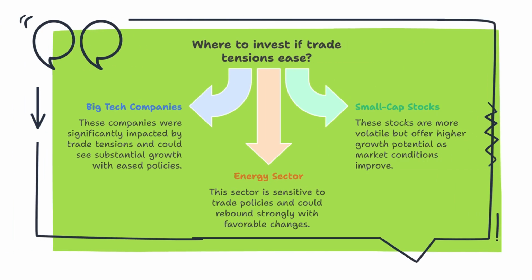The biggest winners in this scenario would be the areas of the market that got hit hardest during the trade tensions, things like big tech companies, small cap stocks, and the energy sector. As those risks go away, investors would be more comfortable putting money back into those parts of the market. So, while this outcome may not be the most likely, it shows how much potential there is for a market rebound if trade tensions ease up and policies turn out to be less damaging than expected.